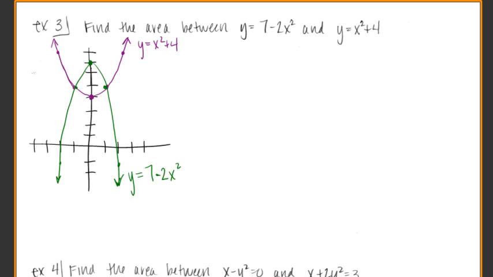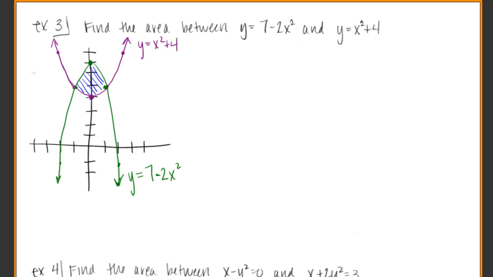Okay, well here on the left, I went ahead and drew the graph. It looks like I've got the purple line representing the x squared plus 4 and the green line representing the 7 minus 2x squared. And so obviously we're going to find the area between. It's just going to be this little segment right in here.